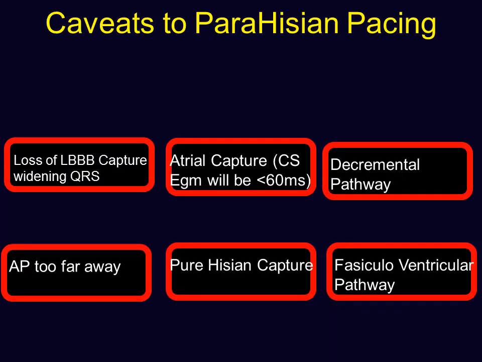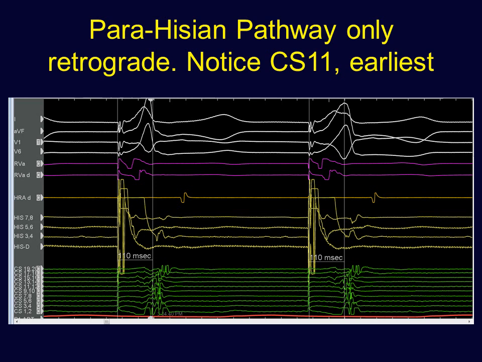But remember, loss of left bundle capture can pseudo-widen the QRS temporarily, but as you come down on the output, the QRS will widen one more time, and then you will have the true ventricular capture. If you're directly capturing the atrium, CS-CGM will be less than 60. In decremental pathways, it's very challenging to interpret this. If it's an accessory pathway, you should use parahisian pacing for septal pathways, not for pathways in the free wall. Pure Hisian capture can give a very narrow QRS, and in a fasciculoventricular pathway, we shouldn't be using the maneuver.